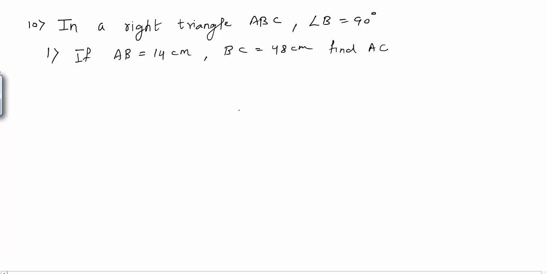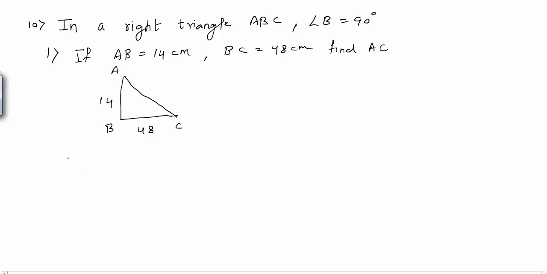Now, as the triangle is a right angle triangle, so the triangle is something like this. This is point B. I will take this as C and this as A. Now AB is given 14, BC is given 48. I have to find AC. In the previous standard, we have learned the Pythagoras theorem. So that Pythagoras theorem we will apply to find the value of AC here.